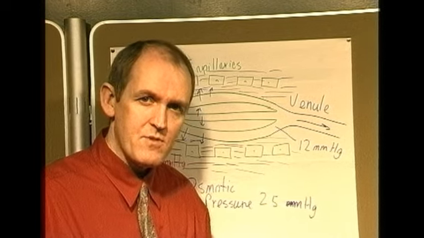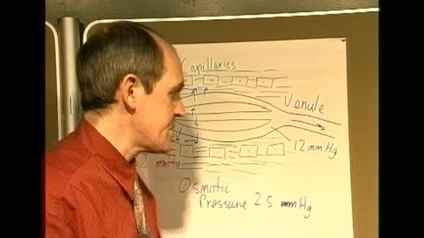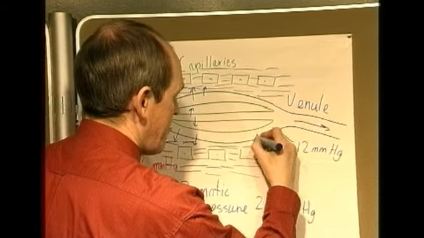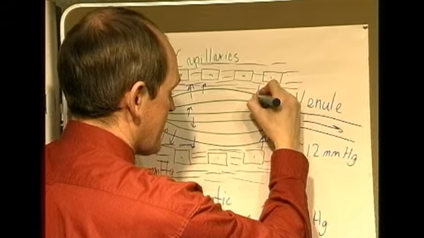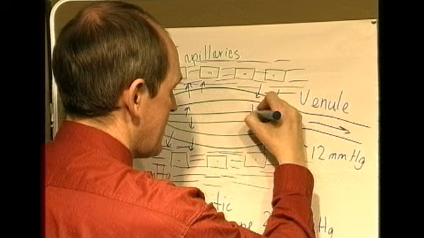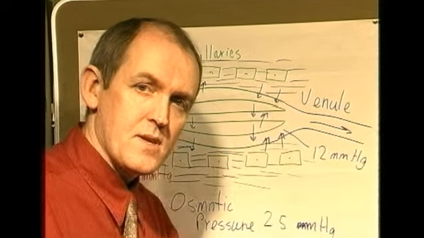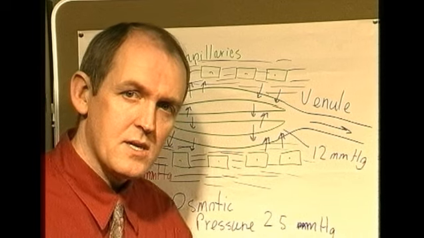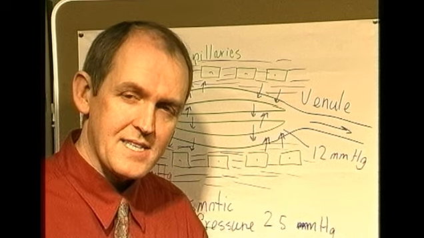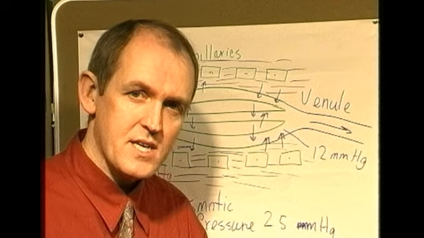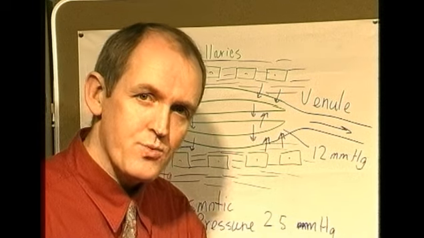That means there's a net movement of tissue fluid from the tissue spaces back into the blood, being sucked in by the osmotic pressure of the plasma. So at the venous end of the capillary, because osmotic pressure exceeds blood pressure or hydrostatic pressure, there is reabsorption of tissue fluid.